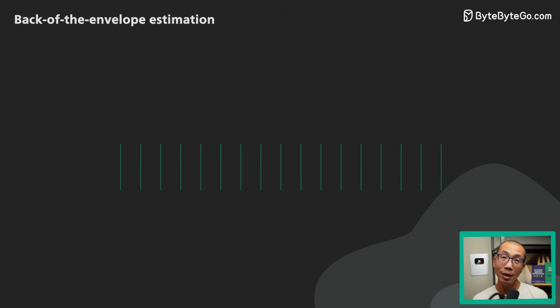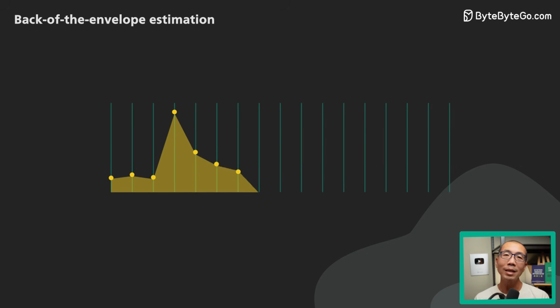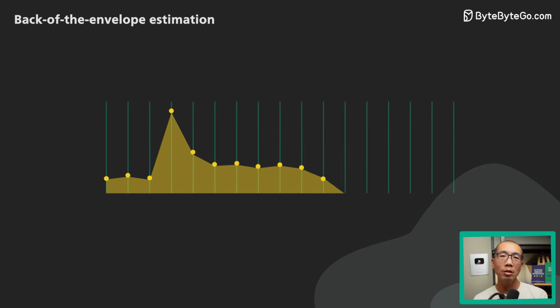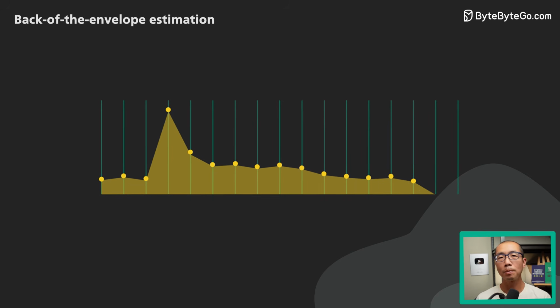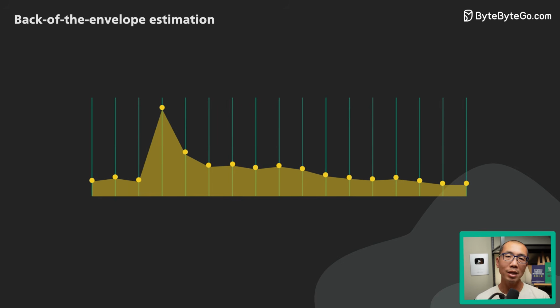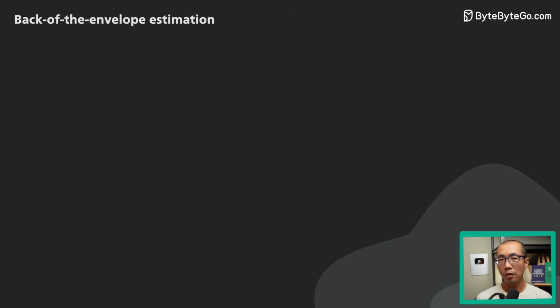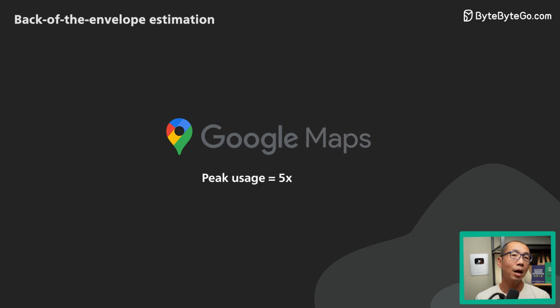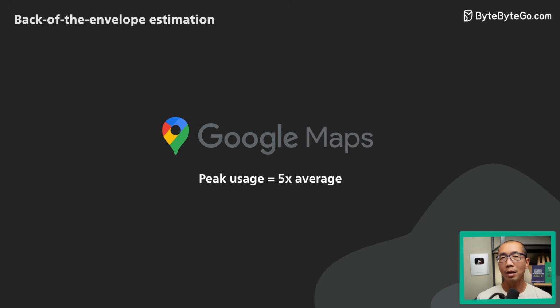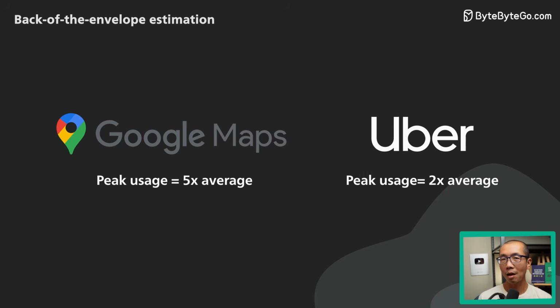Now, the third input is a scaling factor. Usage rate for a service usually has peaks and valleys throughout the day. We need to estimate how much higher the traffic would peak compared to the average. This would reflect the estimated requests per second peak where the design could potentially break. For example, for a service like Google Maps, the usage rate during commute hours could be 5 times higher than average. Another example, for a ride-sharing service like Uber, weekend nights could have twice as many riders as average.